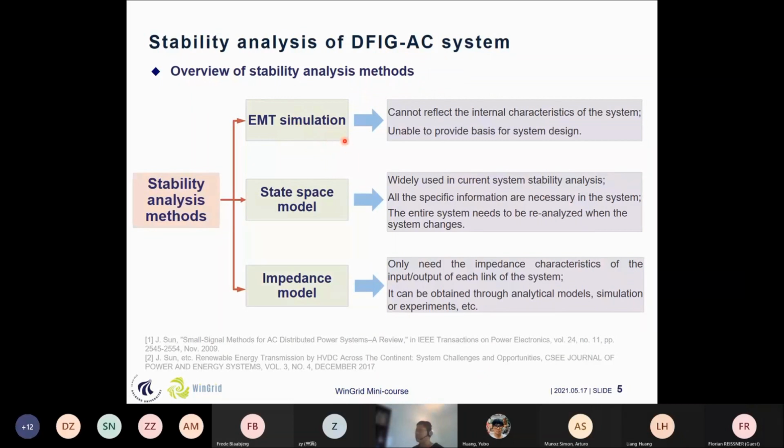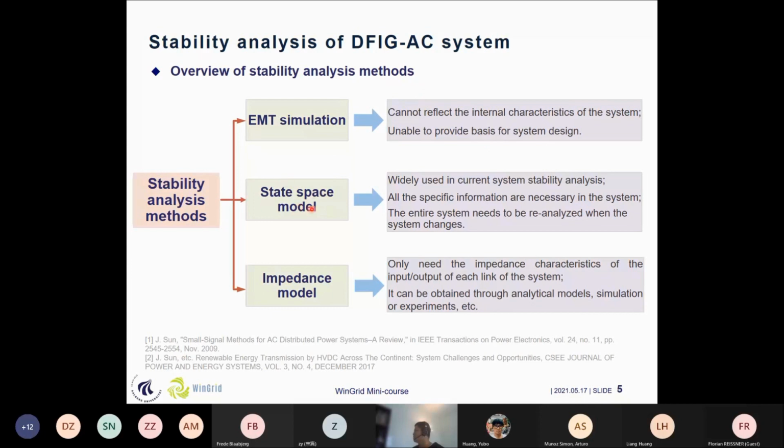It is maybe based on PSCAD or MATLAB. You can get a very accurate result by the simulation, but the disadvantage is that it can't reflect the internal characteristics of the system, and it is unable to provide design methods for this system.